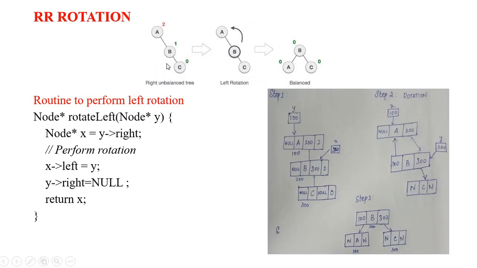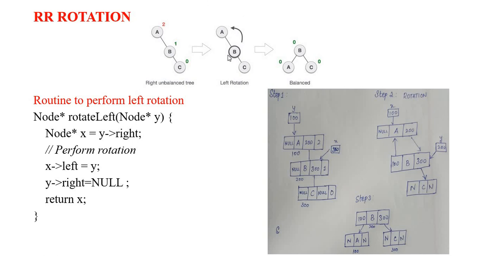Here the height of left subtree is 0 and right subtree is 1. So 0 minus 1, here it will be minus 1. Okay, here it's represented as 1, but here exactly it comes as minus 1. Now here also the balance factor will be minus 2. Left subtree 0 minus 2, which is minus 2.